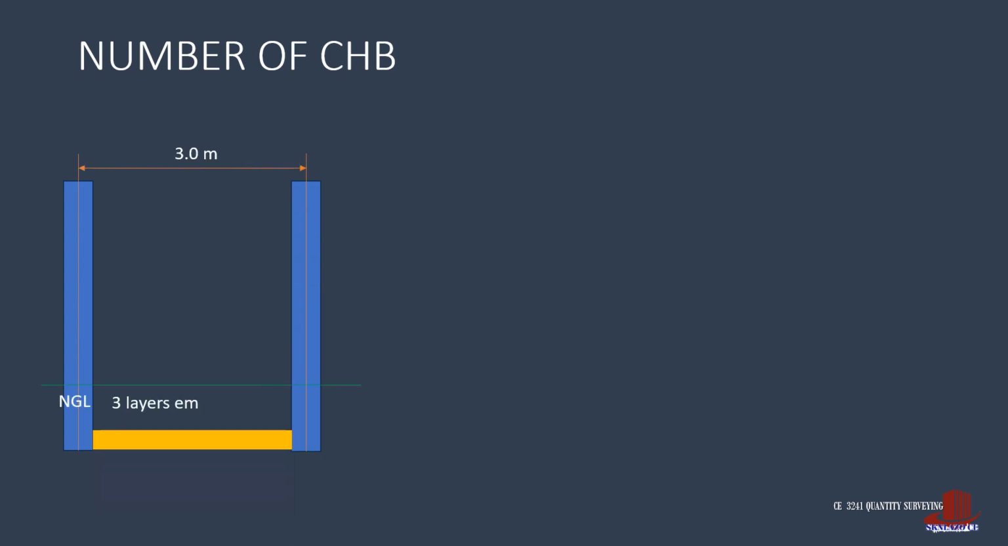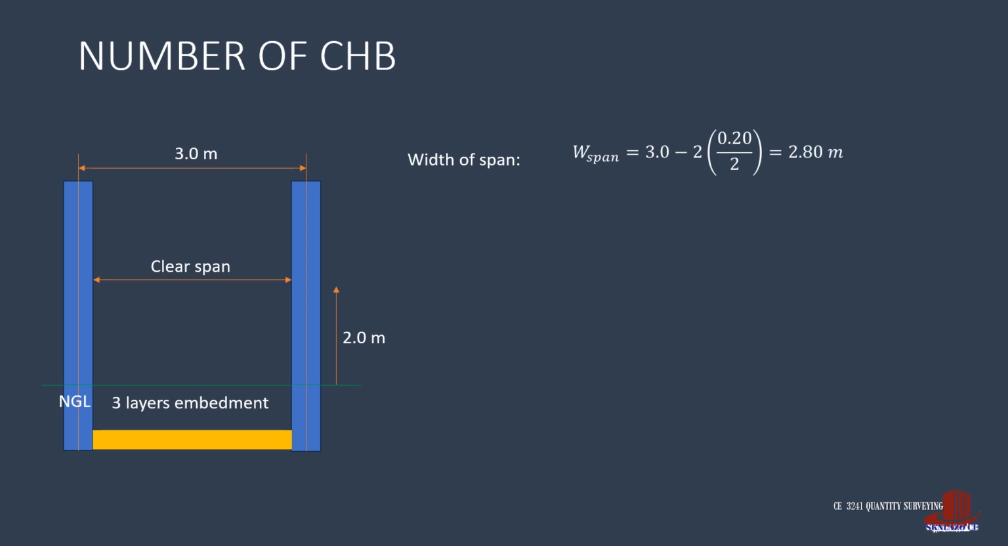First is to determine the required number of 5 inches CHB. Using one span, the on-center distance of columns is 3 meters, but the area where we place CHB is the clear span, which we can compute as the on-center length less twice of half of the columns. That is 3 minus twice of 0.2 divided by 2, which is equal to 2.8 meters.